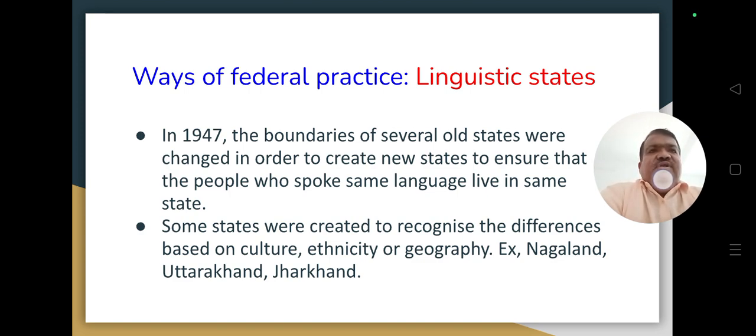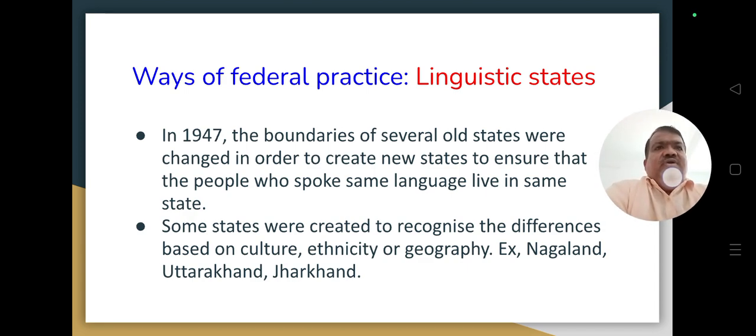After 1947, the boundaries of several old states were changed in order to create new states, to ensure that the people who spoke the same language lived in the same state. If you look at the map of India in 1947, it was completely different compared to today's map. Okay, if you compare both the maps, they are different. The map of India in 1947 and the map of India in 2024.